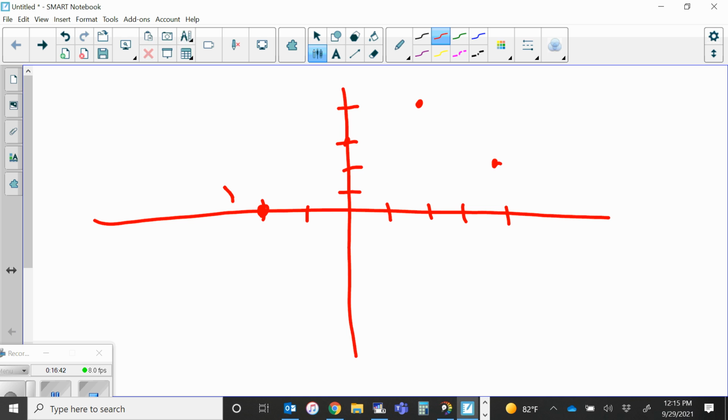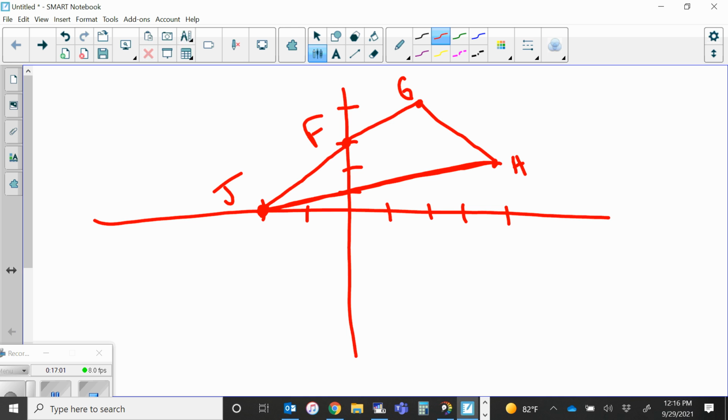So this is going to be shape J, F, G, and H. So it looks like this. This connects here, this connects there, that connects there, and that connects. I want you to reflect that over the x-axis first. Reflect that over the x-axis.